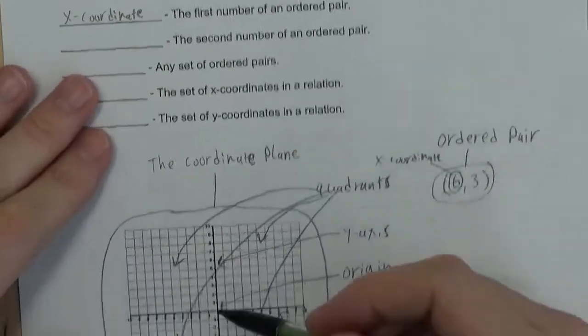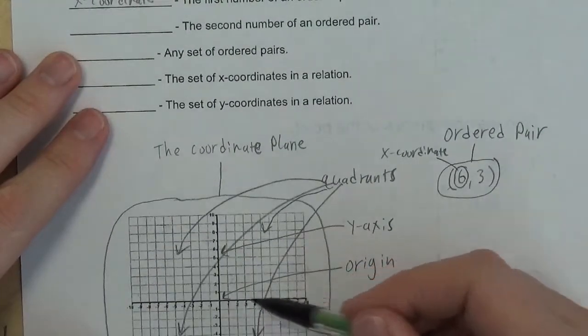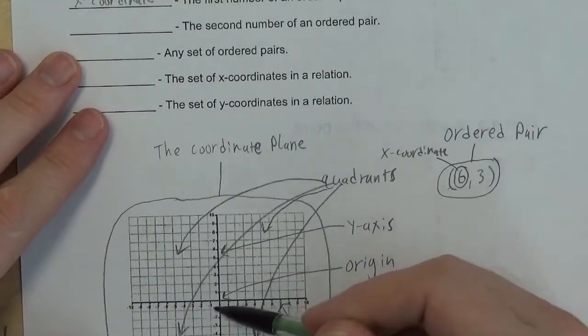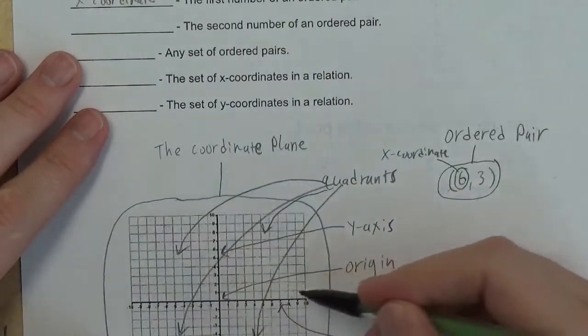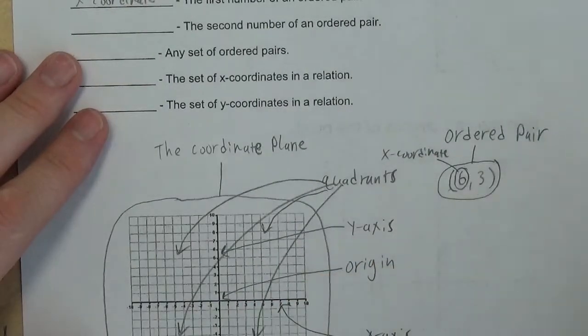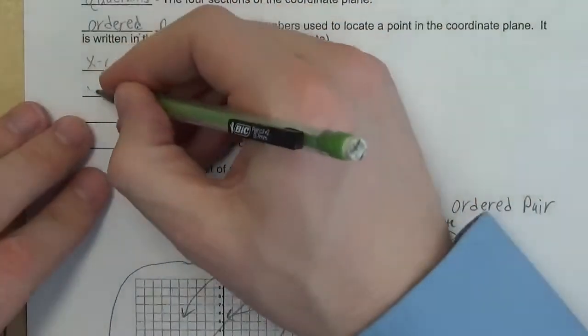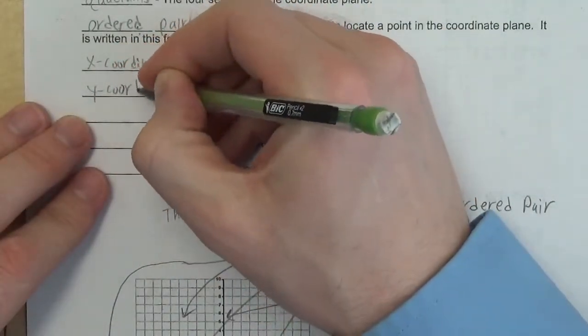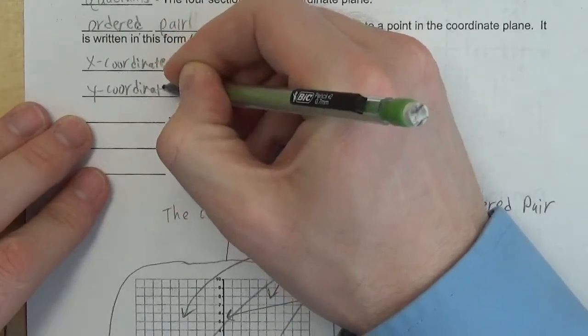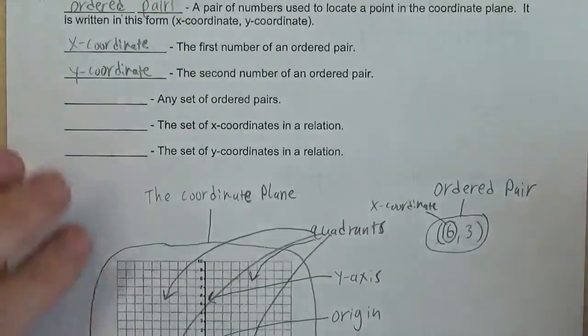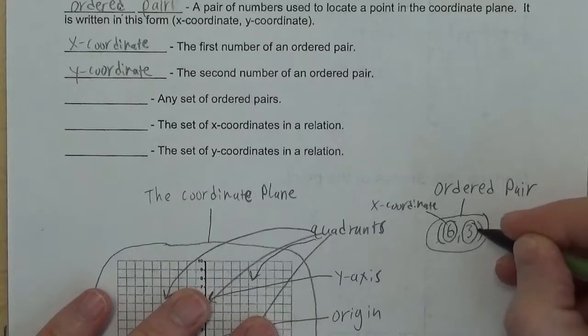And that's going to tell us where we're going here. So if we start at the origin, if we're going forward or backward, forward would be positive numbers, backward would be negative numbers. It just tells us where to go on the x-axis. So that first number tells us where to go side to side first. The second number is the y-coordinate. And so we're going to circle this one here and call that the y-coordinate.